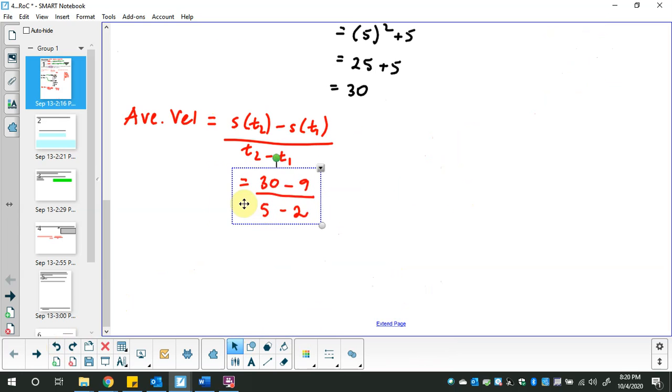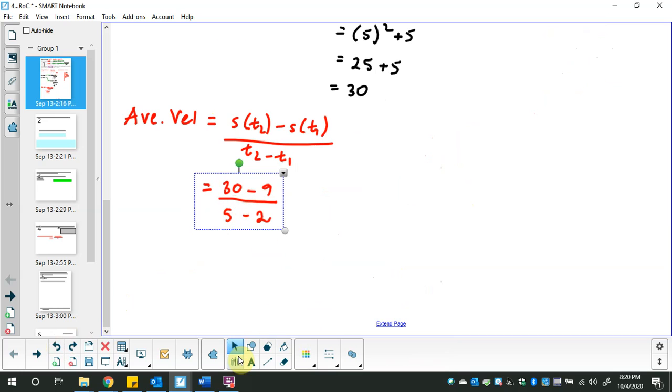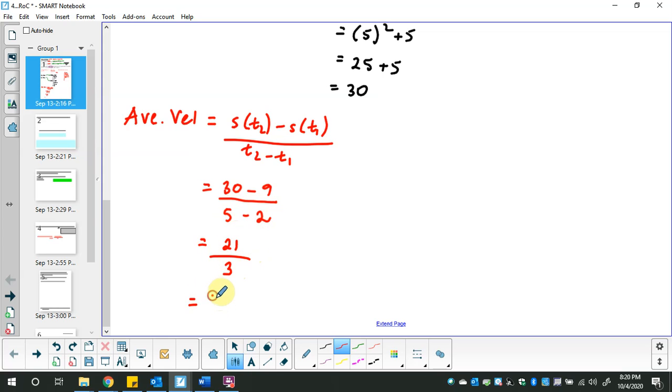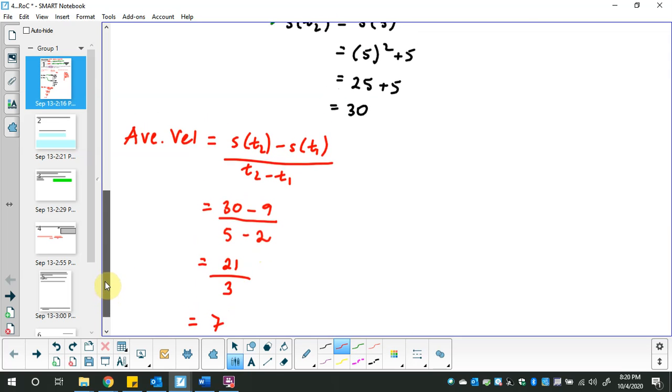And drag it down a little bit. So 30 minus 9 is 21. 5 minus 2 is 3, so that answer is 7. Now, we're going to have some units for this.